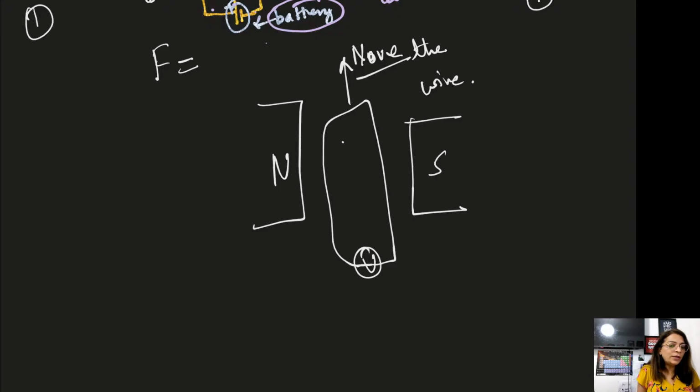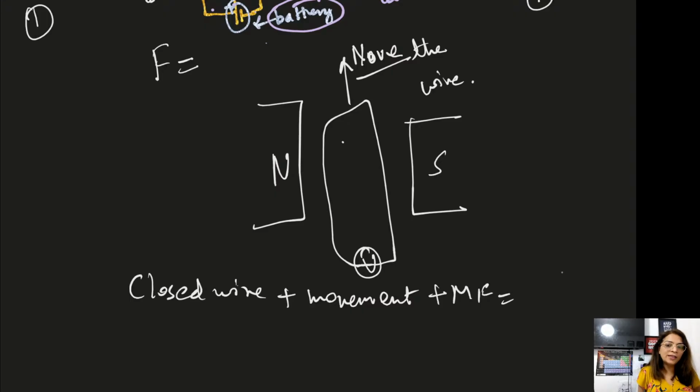So simply what you need is a closed loop of wire, closed wire, plus movement, plus magnetic field, and that gives you current. Do you see my explanation?